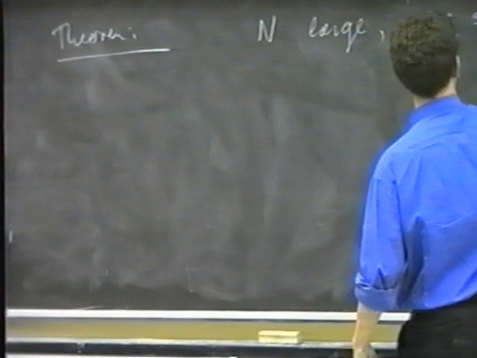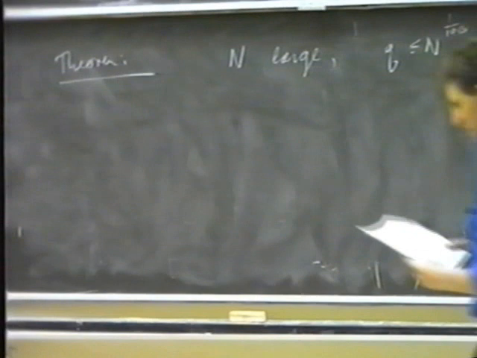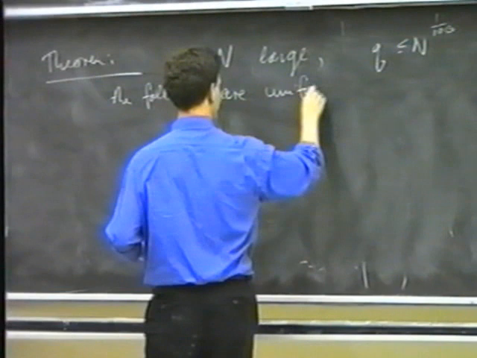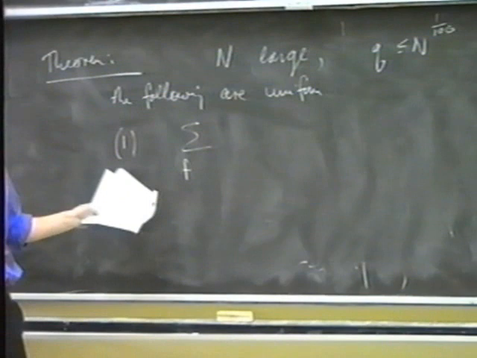Small exponent compared to n. Everything will be uniform, so the following are uniformly true in n and q. This is crucial: the asymptotics are uniform. One, the sum of f, I will stick to my notation of not putting j. Let me put the j, for God's sake.